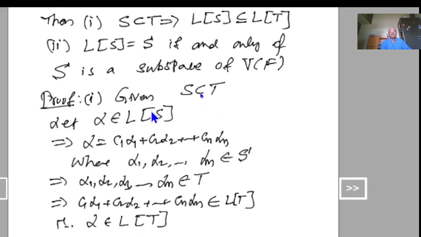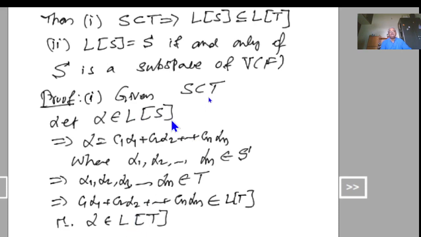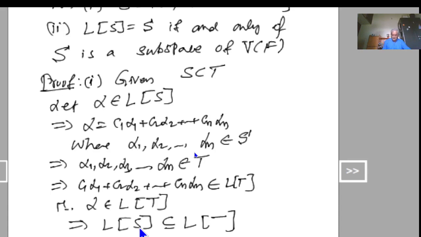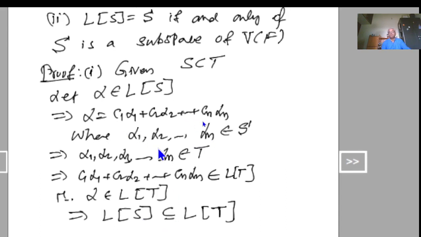This shows that L of S is a subset of L of T. That is, L of S is contained in L of T. So this is the proof of the first part. This is the proof of part 1. Now we'll go to part 2.